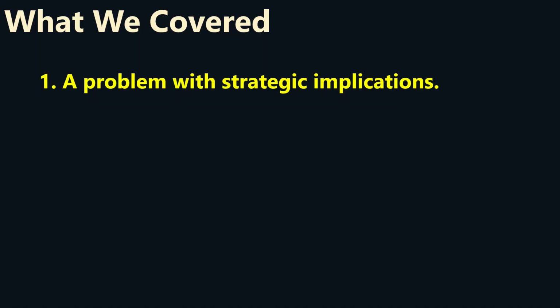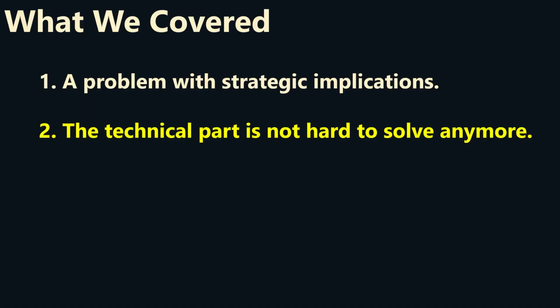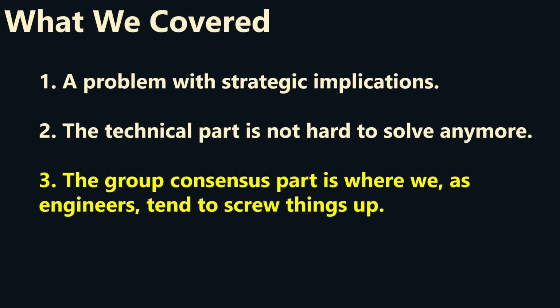So let's recap all of this. What we covered is a problem that has strategic implications. You're looking at something that's worth 2 to 3% of your operating costs. That moves the needle. The technical part is not hard to solve anymore. It's been solved for years. The idea of creating a bridging network is not that new. And solving it in a manner that is consistent with the cybersecurity standards has been something which does not require any wizardry either. The hard part for all the engineers in this room is group consensus. It's what we're screwing up.